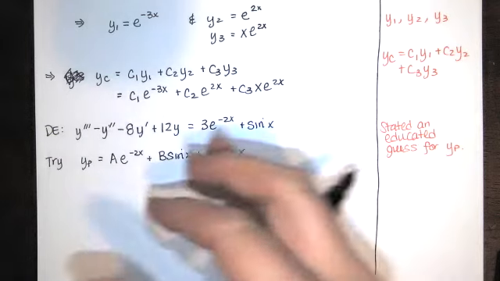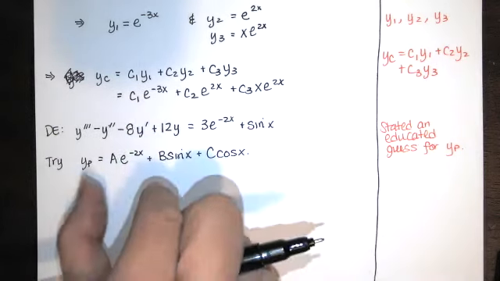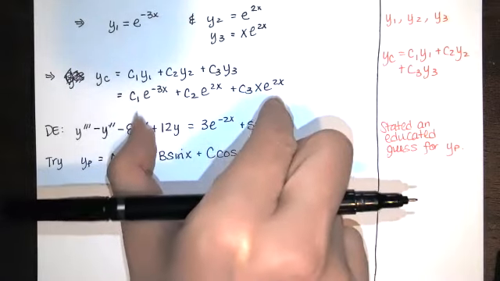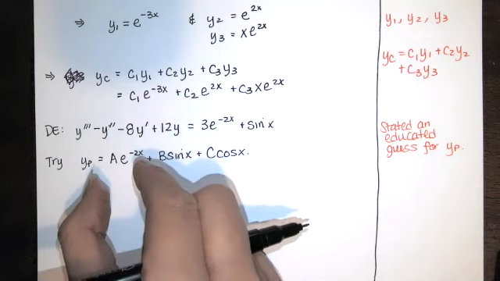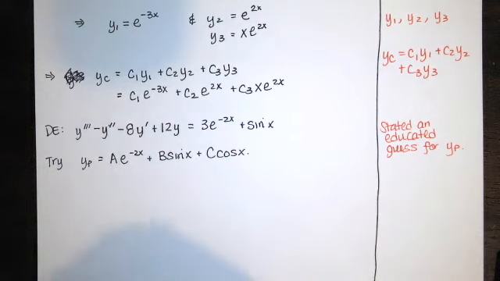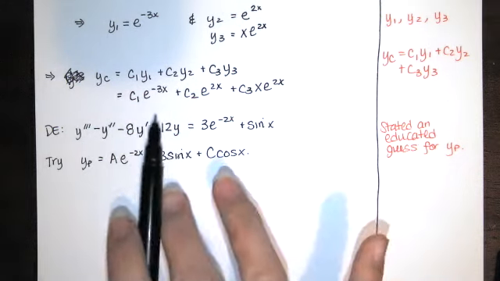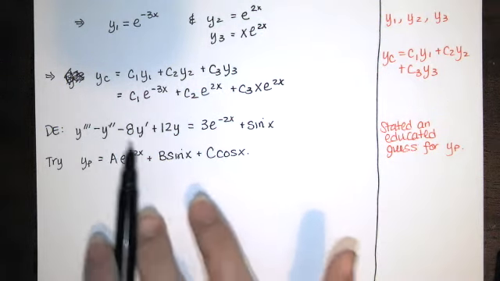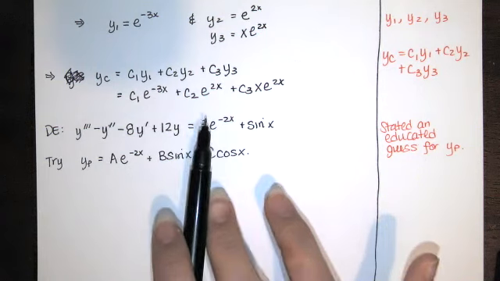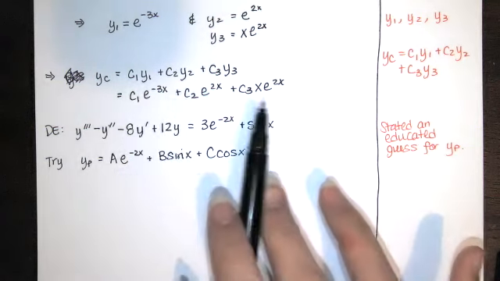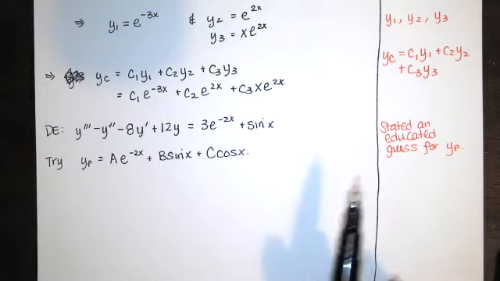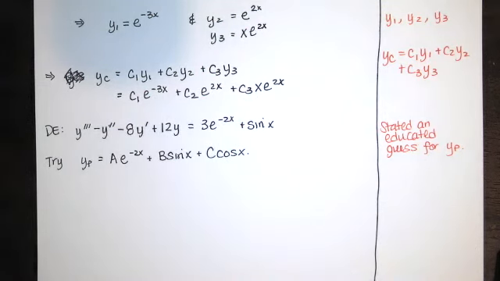Now, if there was something on this list in our terms for y sub p that was already up here, we would want to multiply the guess that corresponds to that piece by x as many times as necessary, so that the part of the guess that corresponds to that term on the right-hand side is not on this list up here. But we're not in that case, so we're just going to find a, b, and c with our initial guess.